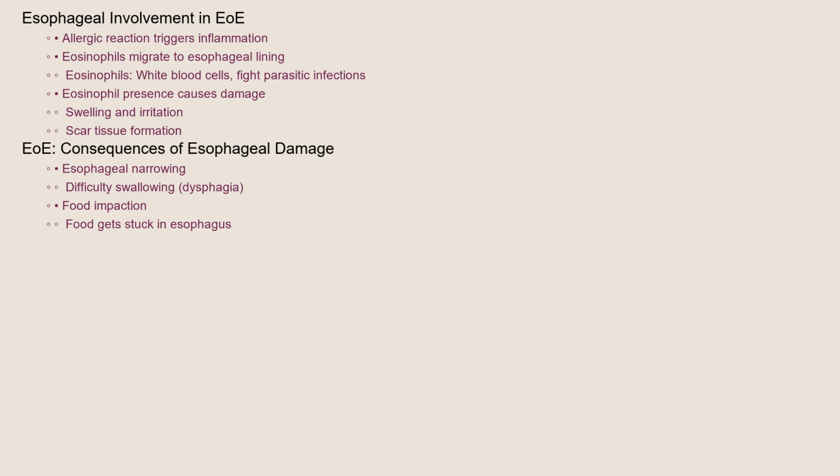Now, let's talk about what's happening in the esophagus with EoE. The allergic reaction we mentioned triggers an inflammation process. This inflammation specifically involves eosinophils, a type of white blood cell that normally helps fight parasitic infections. In EoE, these eosinophils migrate in large numbers to the esophageal lining. Their presence causes damage, leading to swelling, irritation, and the formation of scar tissue. Over time, this can narrow the esophagus, making it difficult to swallow and even causing food to become stuck.